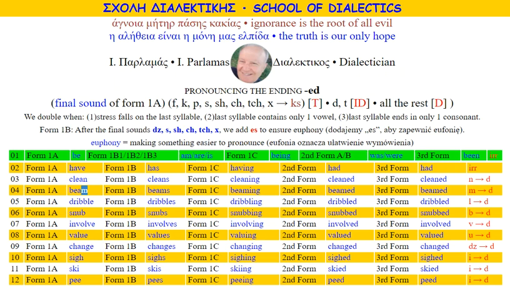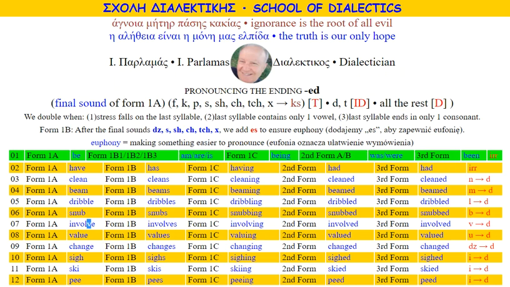Now, final sound M here. Beam, beams, beaming, beamed, beamed. It also falls under this category, okay? Final sound M, the ending ed is pronounced like D. Dribble, final sound L. Dribble, dribbles, dribbling, dribbled, dribbled. It also falls under this category. Snub, final sound B. Snub, snubs, snubbing, snubbed, snubbed. Also under this category, okay? This category here.